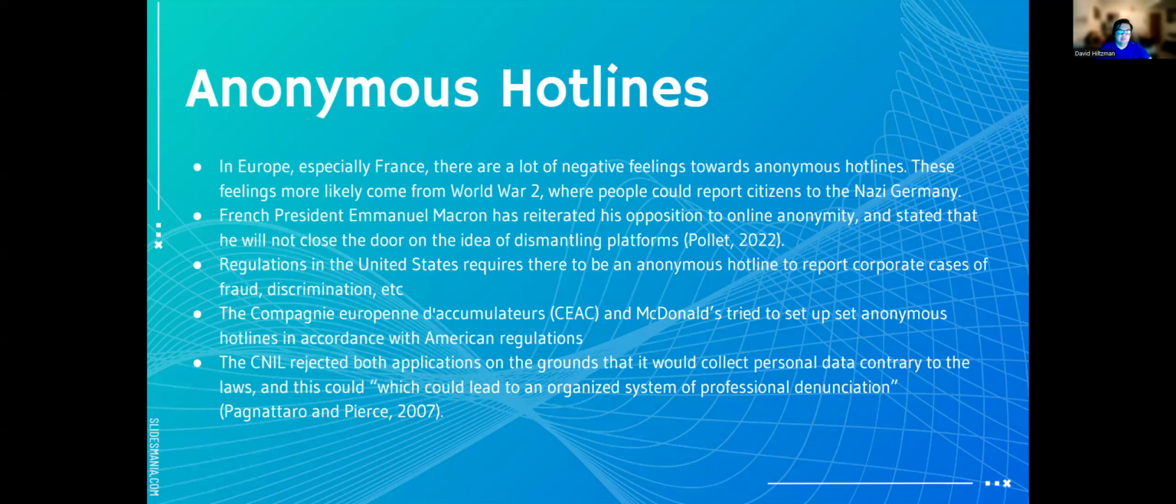McDonald's and this French company also tried to set up an anonymous hotline, and the French Data Authority rejected it because it could lead to an organized system of professional denunciation, which in layman's terms is that people could just talk and talk and talk and cause problems.